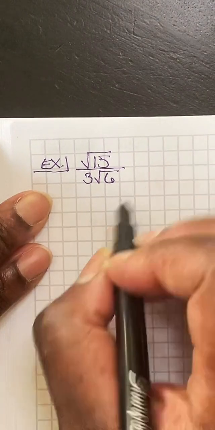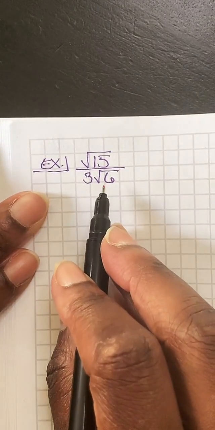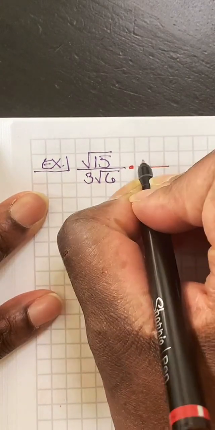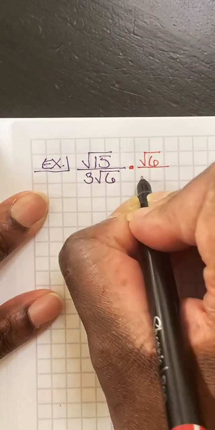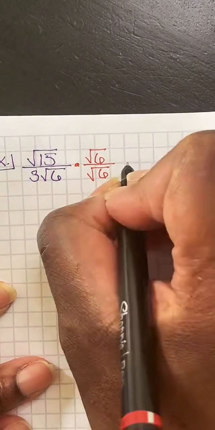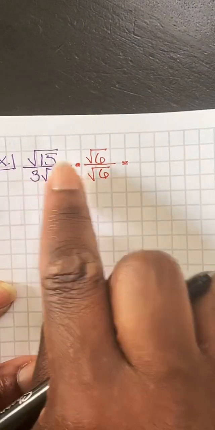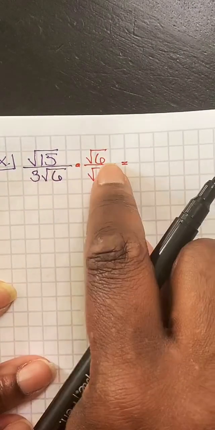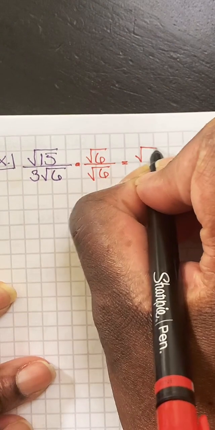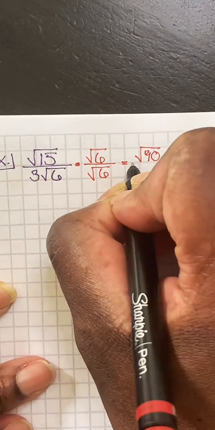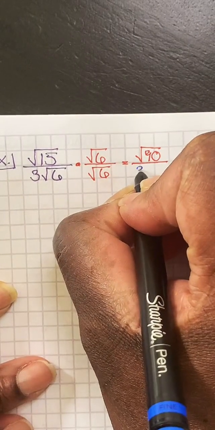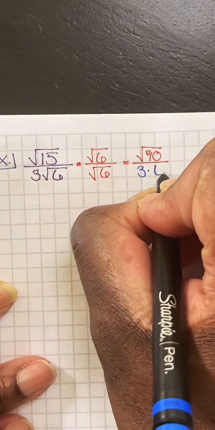All right. We cannot have a radical in the denominator. So we are going to multiply both the numerator and the denominator by that square root of 6. So when it comes to radical being multiplied by the radical, we can do that. We can multiply radical with radical and whole numbers with whole numbers. So we're going to have the square root of 90 over, switch up with the pens, 3 times 6.